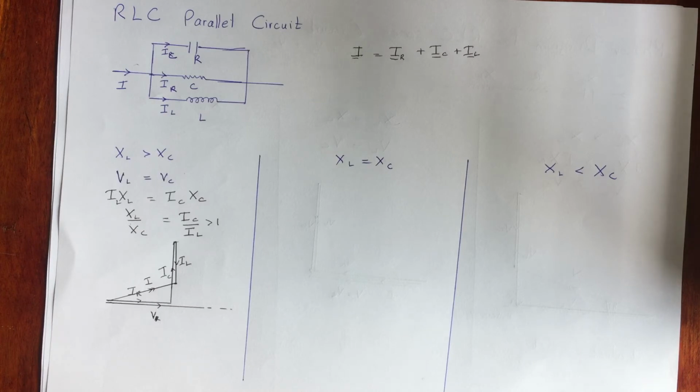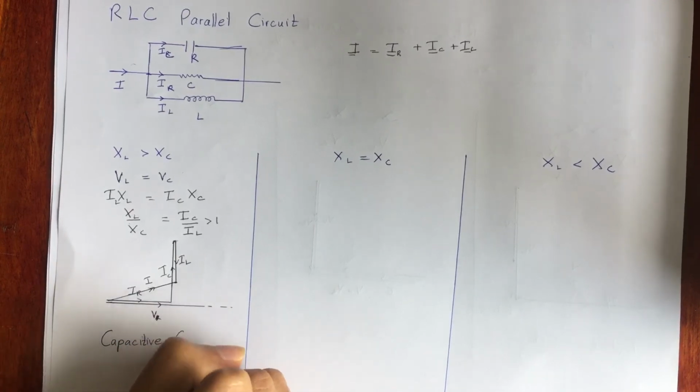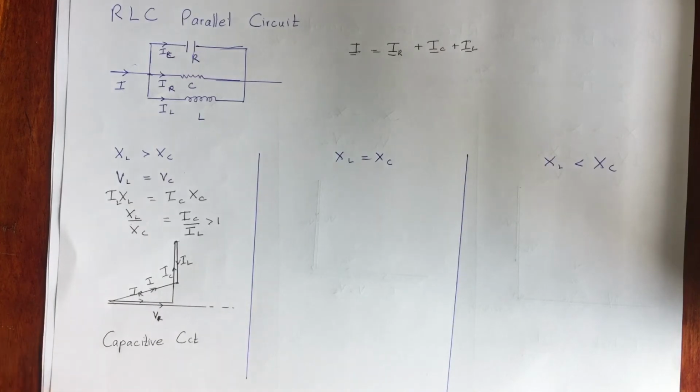You can easily figure it out because in this case the resultant I is going to lead that voltage. Actually, we knew that if the current is leading the voltage, it's going to show capacitive characteristics. So you can call it a capacitive circuit.